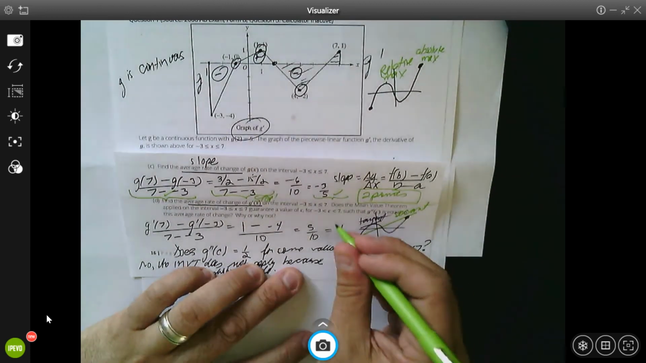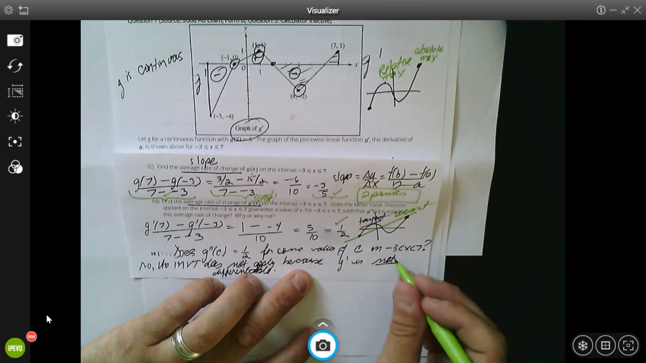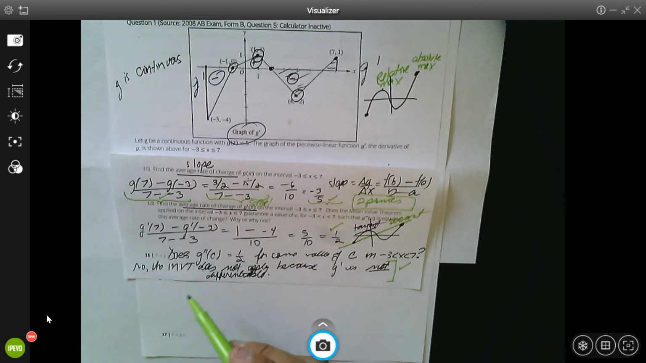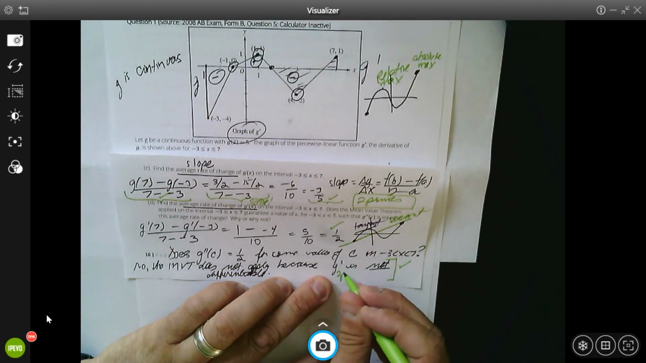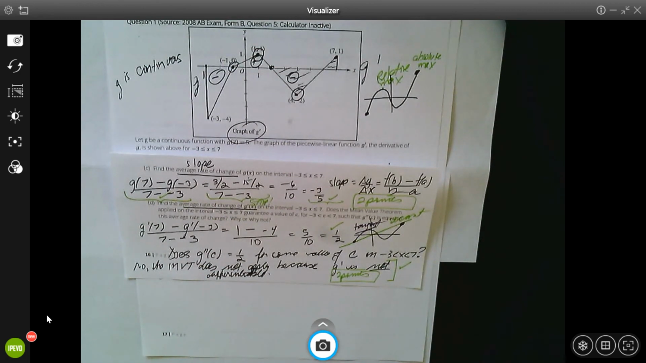College Board awarded 1 point for coming up with the average rate of change of 1/2, and then 1 point for the answer of no with a reason, and that reason better mention differentiability. So this question's worth 2 points. And right now, I can't really see exactly how long it's been, but I know it's been about 25 minutes or so. I'm going to cut it off here. We'll continue the conversations tomorrow in class.